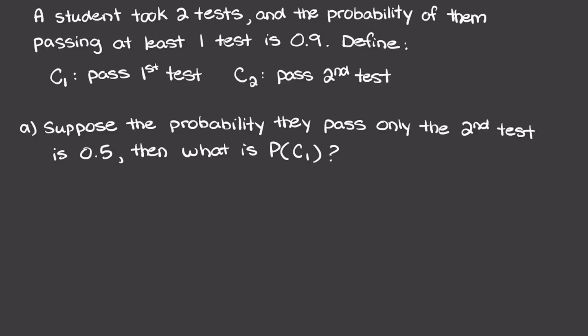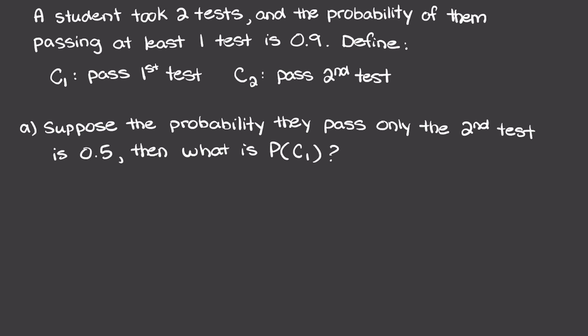A student took 2 tests and the probability of them passing at least one of the tests is 0.9. Define 2 events, C1 that they passed the first test and C2 that they passed the second test. Suppose the probability that they pass only the second test is 0.5. Then what's the probability of the event C1?